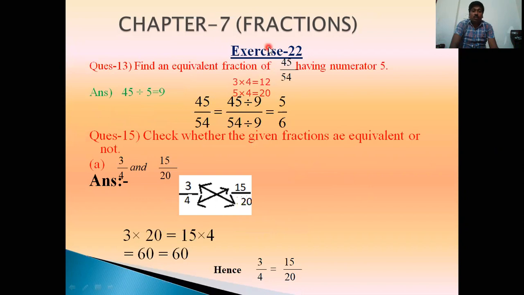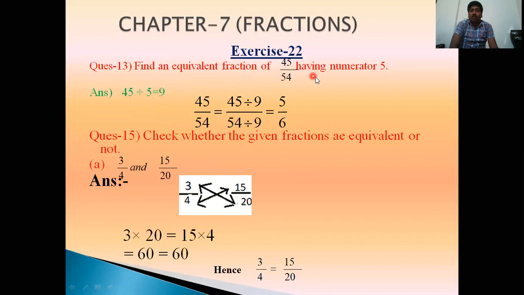Next question is here. Find an equivalent fraction of 45 by 54 having numerator 5. Here we see the numerator should be 5. So how can we do it? Yes, we check this 45. 45 divided by 5, the numerator you want is 5. 5 divided to the 45, we get the 9.